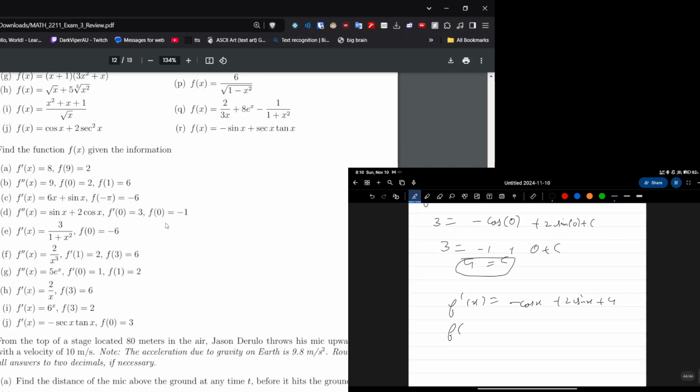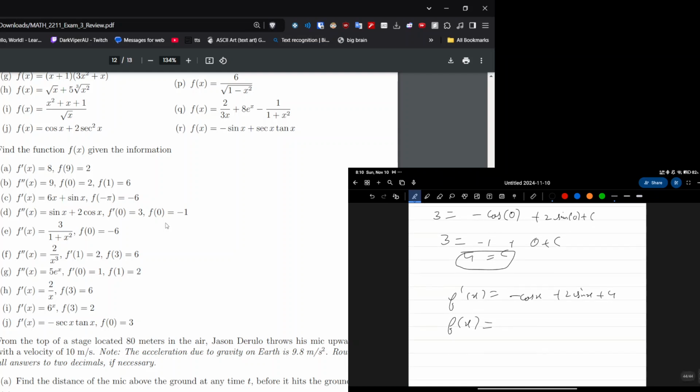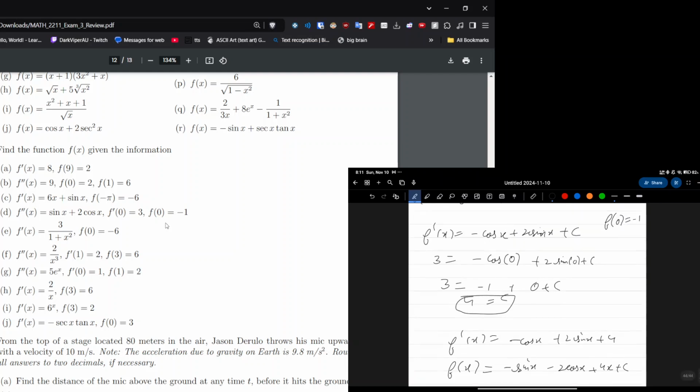Now let's go to f of x. Let's go one level deeper. The antiderivative of negative cos x is negative sine x, and the antiderivative of 2 sine x is negative 2 cos x. The 4 will become 4x, plus c.